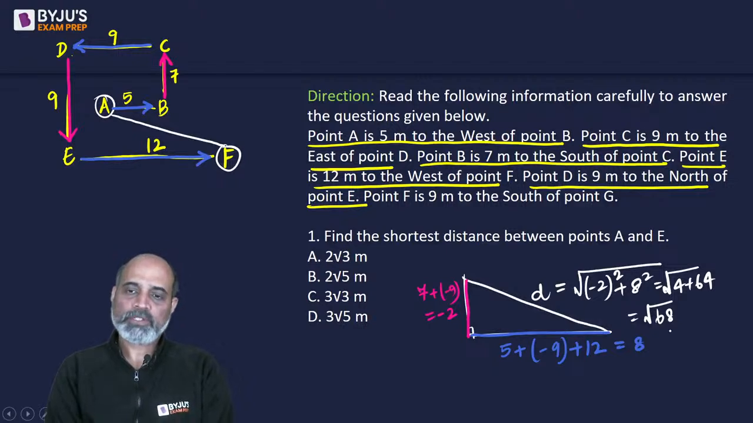Now from under root 68, hold on. Point A is 5 meters to the west of point B, point C is 9 meters to the east of point D, point B is 7 meters to the south of point C, point E is 12 meters to the west of point F, and point D is 9 meters to the north of point E.